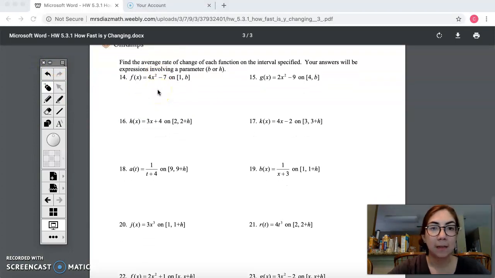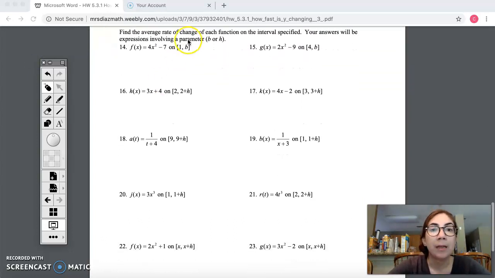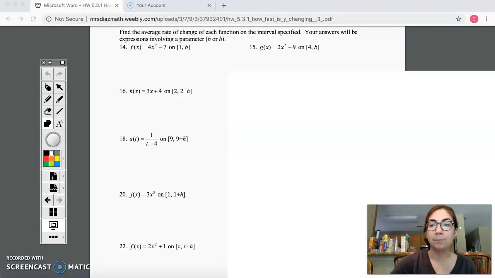Okay. Again, it wants us to find average rate of change on the given interval. Notice these are going to have some variables, so no need to worry. We're just going to have some variables. I'm going to make some room so I can try just a couple of these.